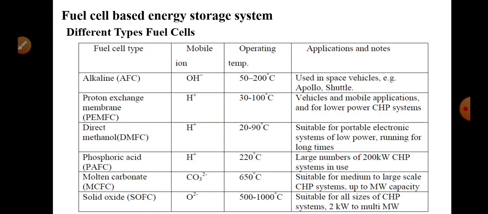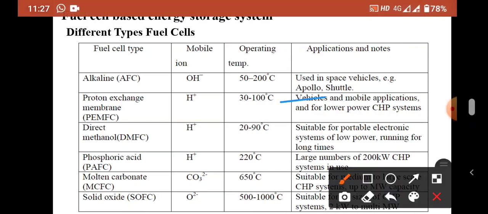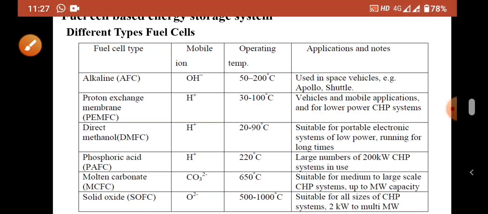It can be used in vehicle as well as mobile applications and for lower power CHP systems, because the temperature is very low here. CHP means cogeneration system. Next one, direct methanol fuel cell. It operates at a temperature of 20 to 90 degrees Celsius, so it is suitable for portable electronic systems of low power running for long times.